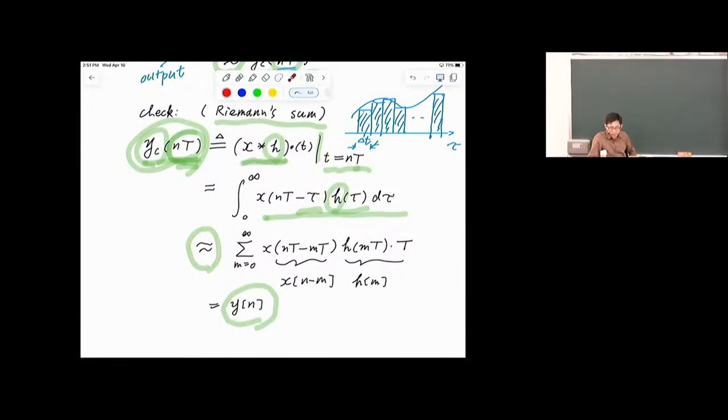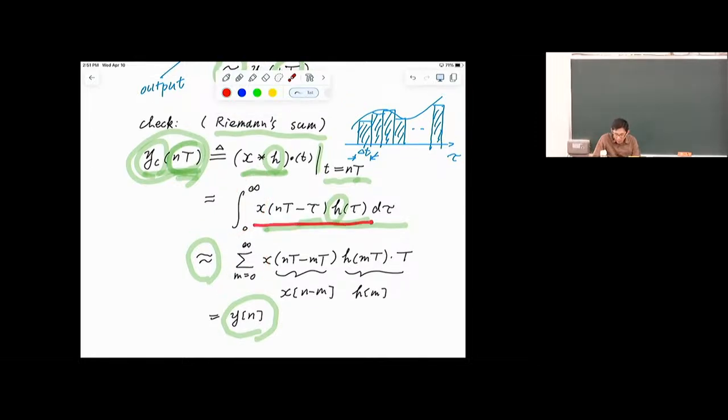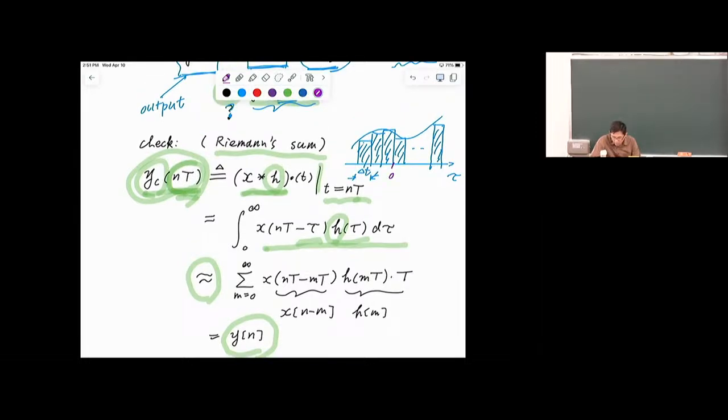So let's write down this approximation. We are going to approximate the integral by a sum of areas. We evaluate this at integer multiples, replacing the integral with a summation with index m, and here this T really is delta t. So the idea is that now we have 0, T, and 2T, and so on, and this is m times T.